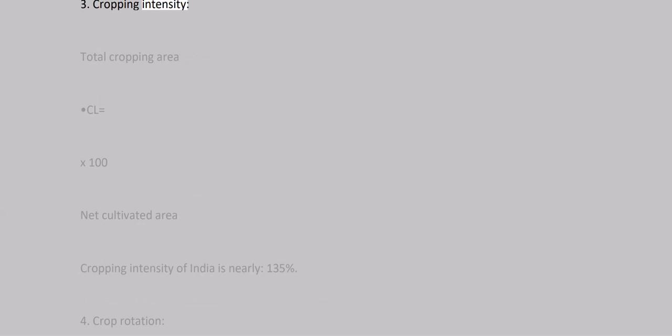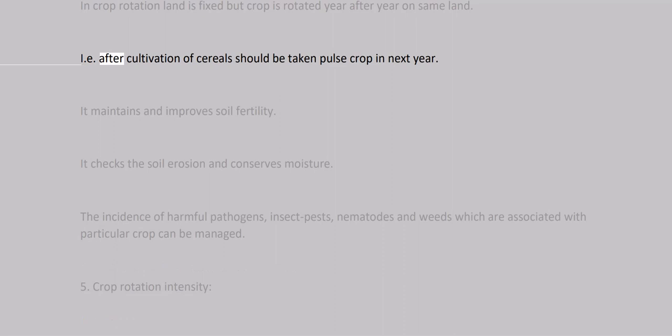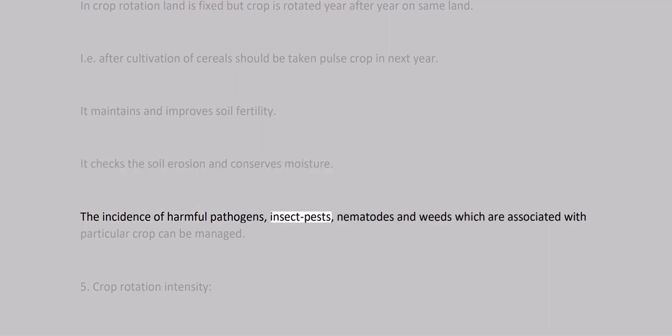3. Cropping intensity. CI equals total cropped area divided by net cultivated area, times 100. Cropping intensity of India is nearly 135%. 4. Crop rotation. In crop rotation, land is fixed but crop is rotated year after year on the same land. I.e., after cultivation of cereals, a pulse crop should be taken in the next year. It maintains and improves soil fertility. It checks the soil erosion and conserves moisture. The incidence of harmful pathogens, insect pests, nematodes and weeds which are associated with a particular crop can be managed.